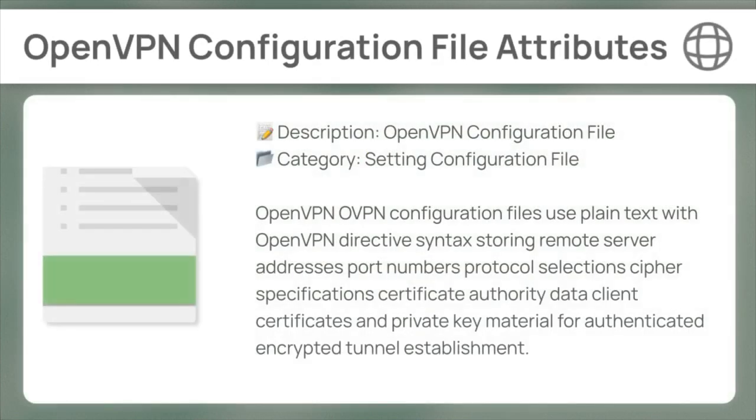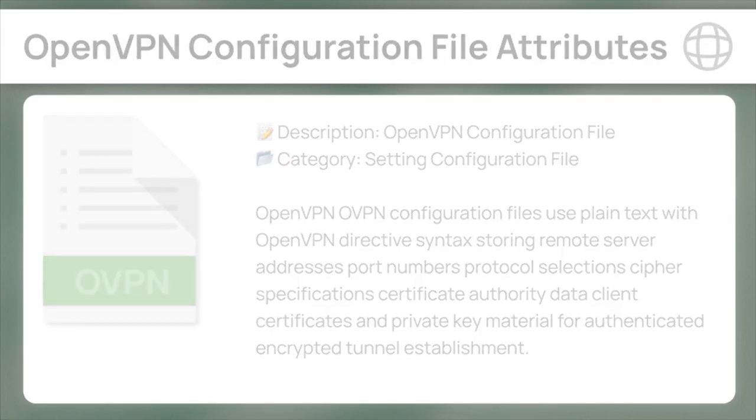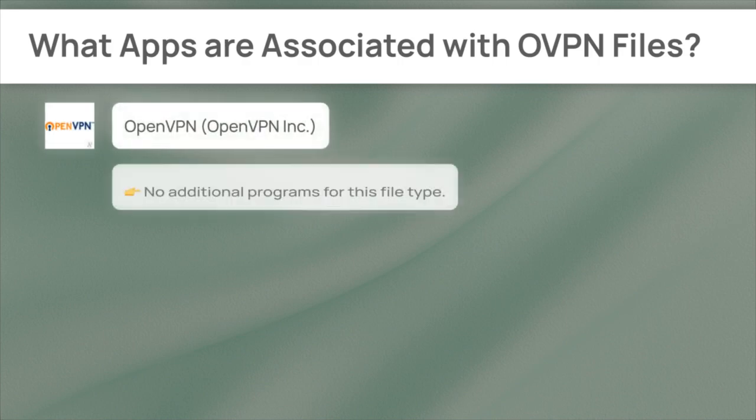OpenVPN OVPN configuration files use plain text with OpenVPN directive syntax, storing remote server addresses, port numbers, protocol selections, cipher specifications, certificate authority data, client certificates, and private key material for authenticated encrypted tunnel establishment. The OVPN format operates under the official standard set by OpenVPN from OpenVPN Inc.